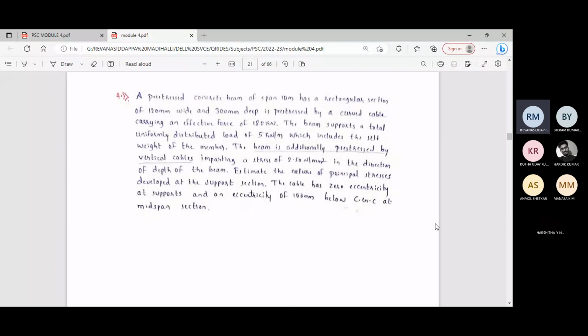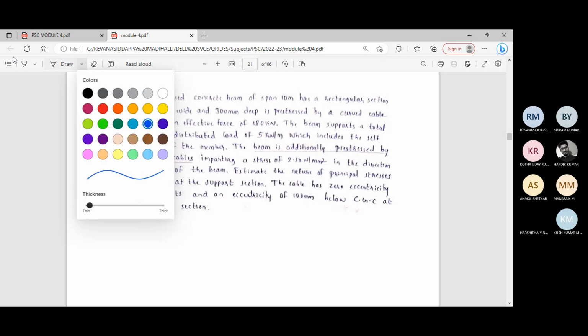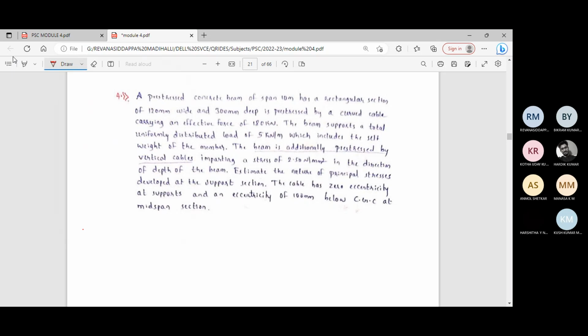Please write this problem. Next problem. Just go through the problem.